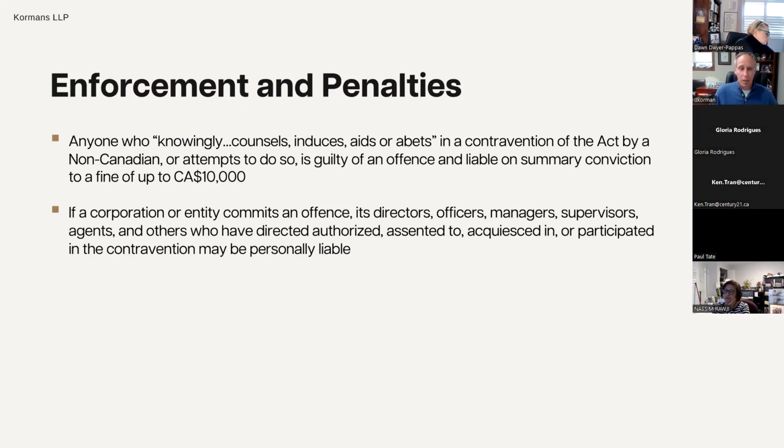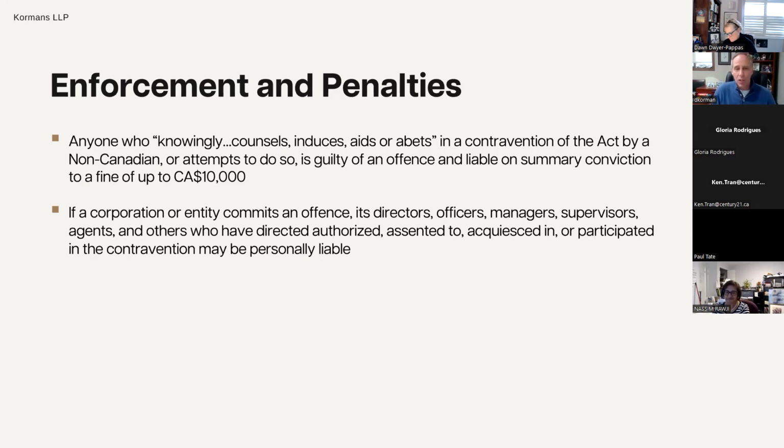So it's anyone who knowingly counsels, induces, aids, or abets in the contravention of this act, or just attempts to do that, is guilty of an offense and liable on a summary conviction to a fine of up to $10,000. So that's anyone. Okay, that's not just the buyer who's trying to get around it. Okay, it's not just your foreign non-Canadian buyer that's trying to get around it. It's anyone who's helping them or attempts to help them in getting around this. Okay, so that includes me and you in our roles.